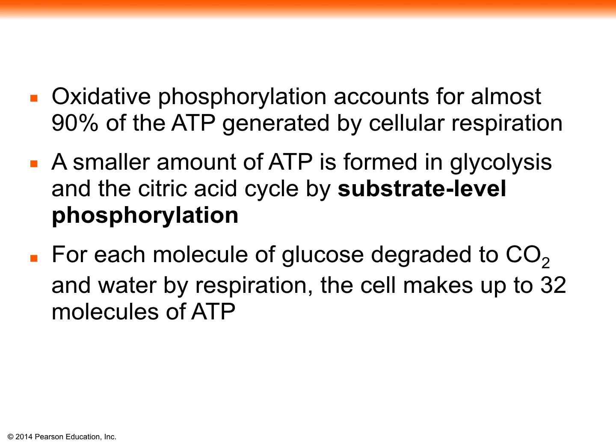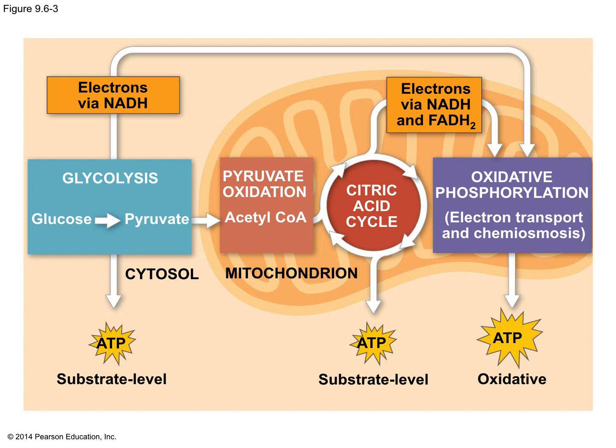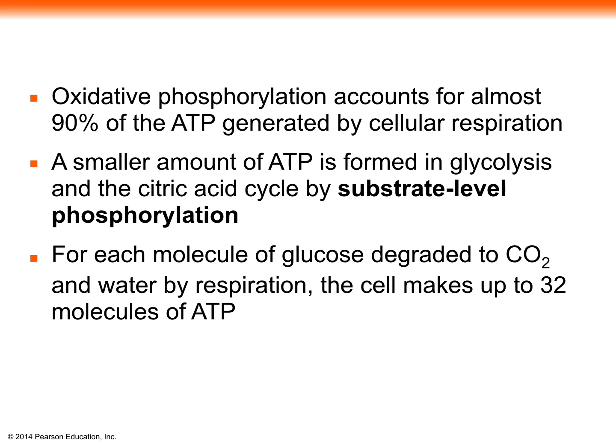Oxidative phosphorylation accounts for almost 90% of the ATP generated by cellular respiration. That's the purple box there, oxidative phosphorylation, most of it. But there is still a little bit of ATP made through glycolysis and through the citric acid cycle. For each molecule of glucose degraded to CO2 and water by respiration, the cell makes approximately 32 molecules of ATP, all in all.